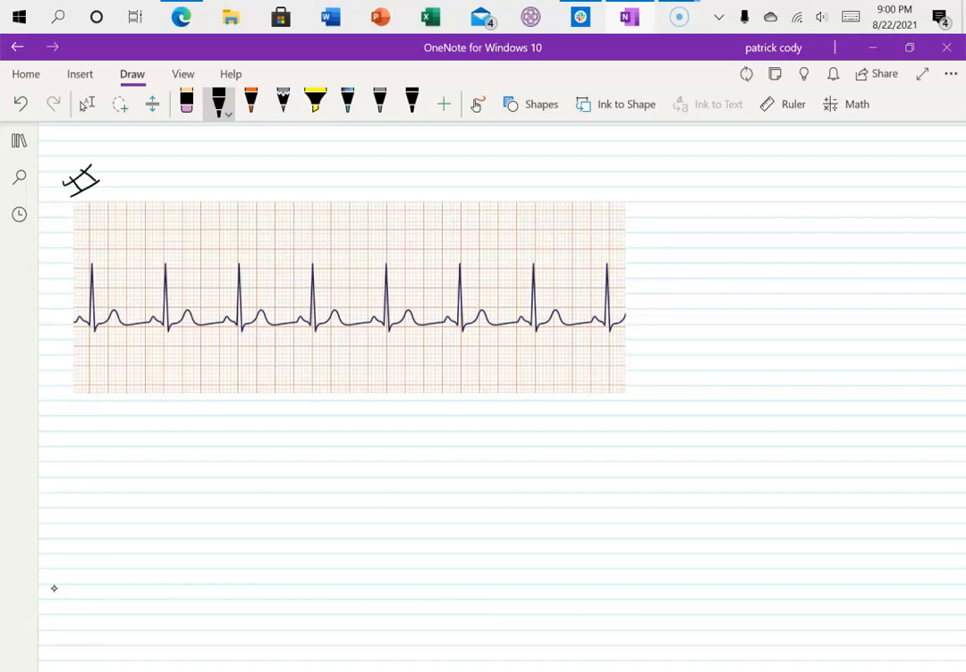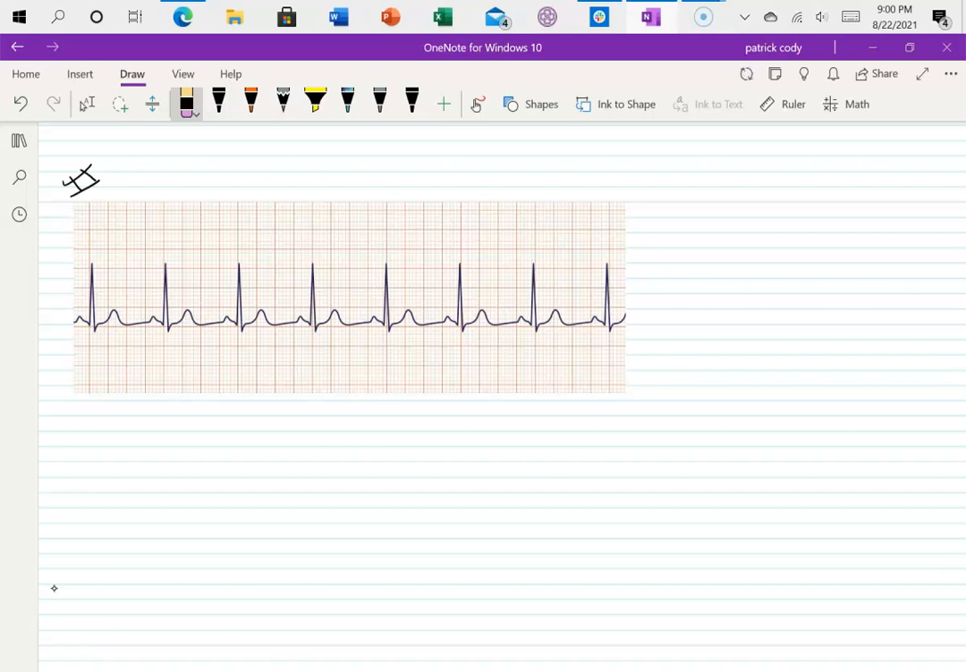And one of the things I didn't mention before, which I should mention now, is that in general, if electricity is moving towards the lead, it's going to have an upward deflection on the ECG. And in general, if electricity is moving away from the lead, it's going to have a downward deflection. So we would expect to see our QRS complex predominantly below the isoelectric line. And we'll see examples of that as we go on in the course.